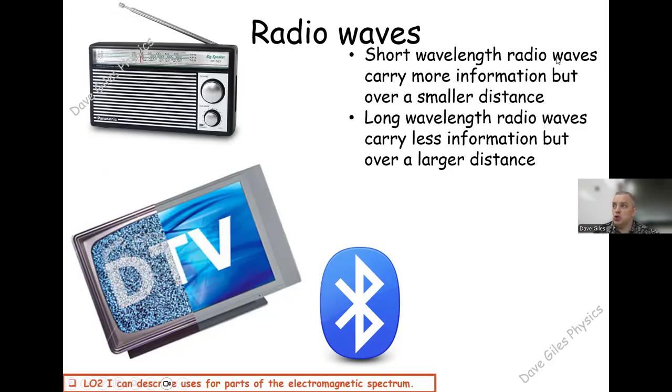And the answer is short wavelength, because Bluetooth can be used to transmit quite a lot of data. However, it's only over a small distance. You know yourself from using devices like your phone, connected to your watch or your speakers, etc. You can probably only have it, say, about 10, 20 meters, depending on the terrain, whether it's got to go through walls.